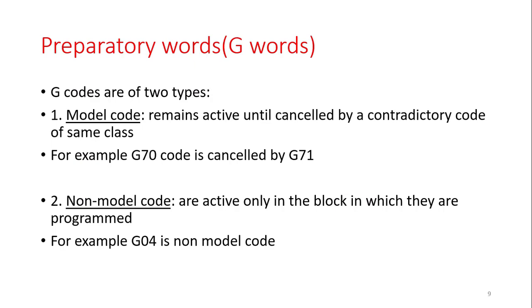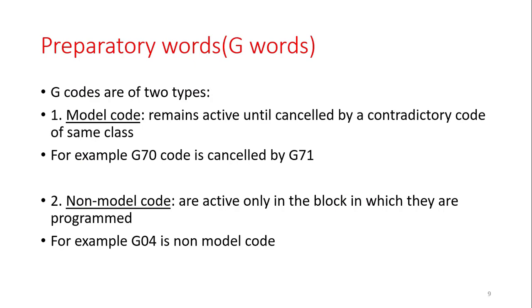Then the next is non-modal codes. Those codes which remain active for some time. Clear? Which remain active on a block only, those codes are called non-modal codes. Like G04, it doesn't act throughout the program. Like G70, if in the starting of the program I write G70, it will act throughout the code.